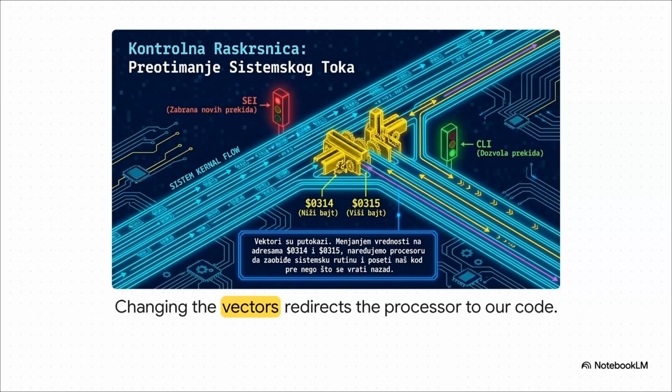To do that, we need to locate the control intersection, specifically 2 memory addresses known as vectors, 0314 and 0315. You can think of these vectors as physical signposts. When the system pauses 60 times a second, it checks these exact addresses to see where it should go to run the background code. By changing the values at 0314 and 0315, we are literally ripping up the operating system's default signpost and pointing the processor directly toward our own custom code instead.